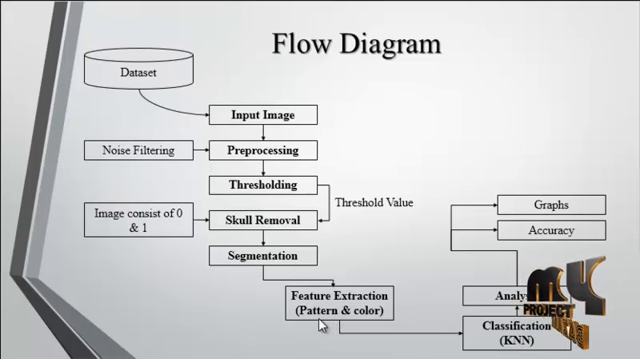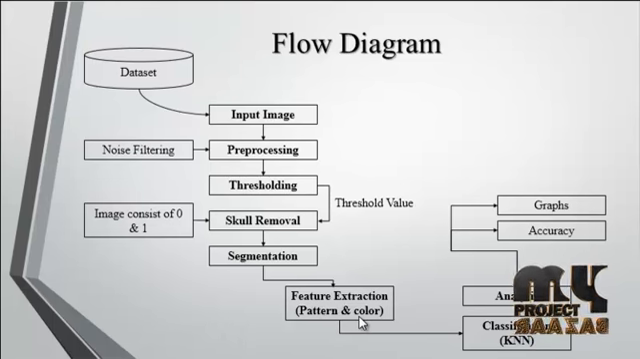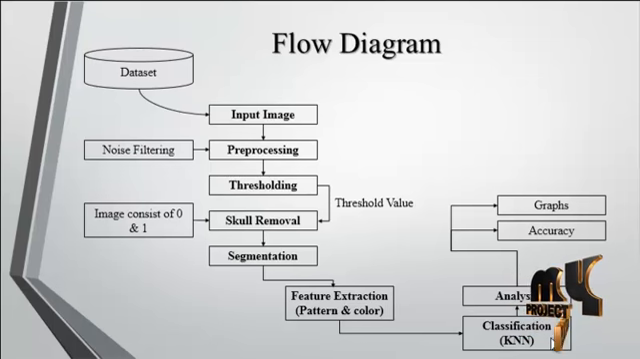Here the pattern feature is extracted by using LBP, that is, the local binary pattern, and the color feature is extracted by using the histogram. Both the pattern and histogram features are extracted. Then we combine both the pattern and color features. After the concatenation of these two features, it is considered as the test feature. After generating the test feature, classification is carried out by using KNN classification. KNN is abbreviated as K nearest neighbor.